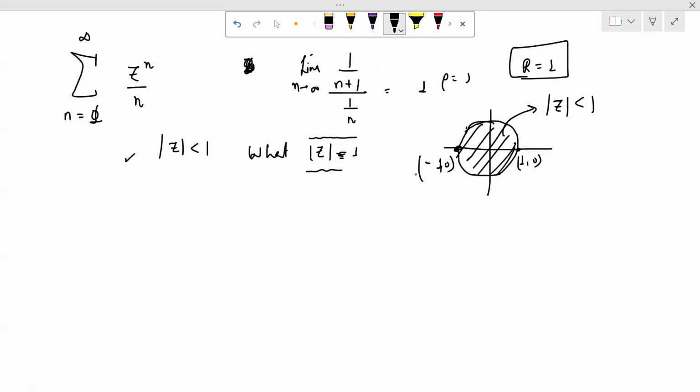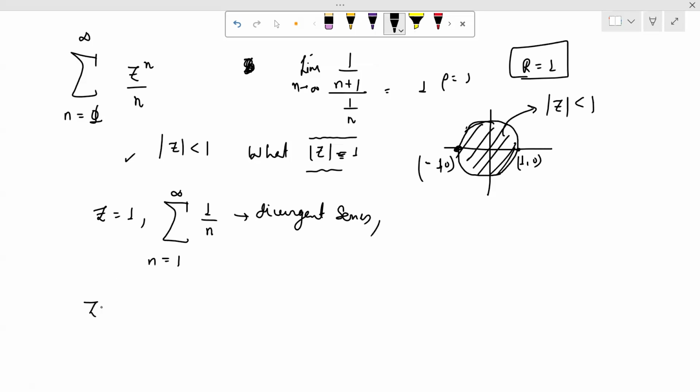Okay, just giving you an example. If I take z equal to 1, then what will be the series? The series will be of the form summation n equal to 1 to infinity, 1 upon n. This is clearly a divergent series. This you know from your real analysis, that the harmonic series is a divergent series.